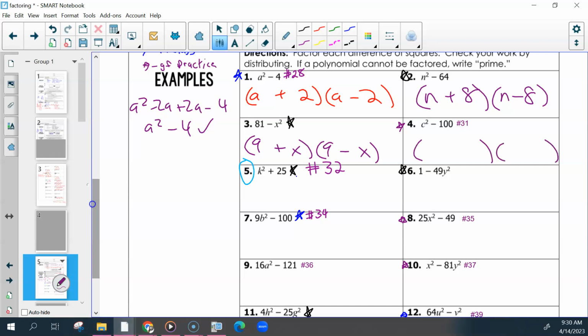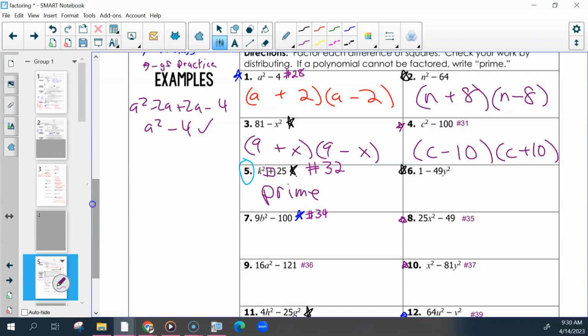Now I want you to tell me, what would your two factors for this one be? C minus 10 and C plus 10. For number 5, that is not a difference of squares, it's an addition of squares. So this would be prime, it cannot be solved. So be on the lookout for those. Because of the plus, it's not a difference. There will be some of those that try to trick you, so please be careful.